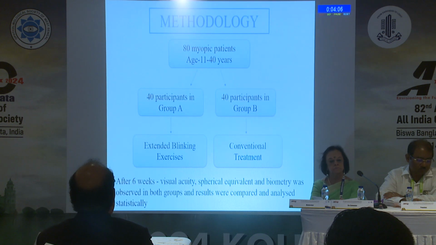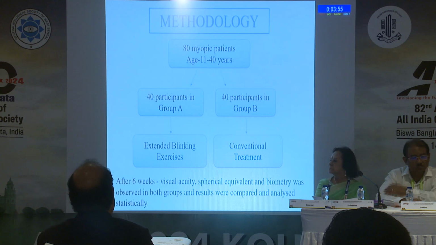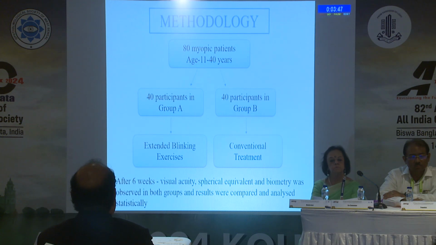These patients were divided into two groups, Group A and B, with 40 participants in each group. Group A was given extended blinking exercises, Group B was given conventional treatment, that was glasses. After 6 weeks, visual acuity, spherical equivalent, and biometry were observed in both the groups, and results were analyzed.